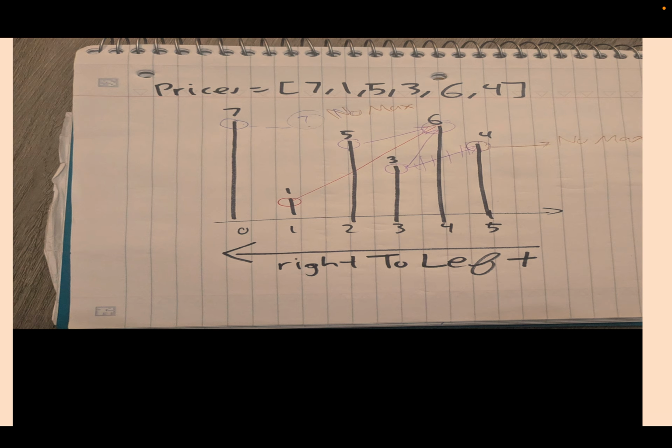But we can always sell at any date out to the future, which then leads to the best intuition, which is to go backwards, right to left, and always keep track of the value to the right that had the max value. We store that notion, and we always update that maximum value as we iterate.